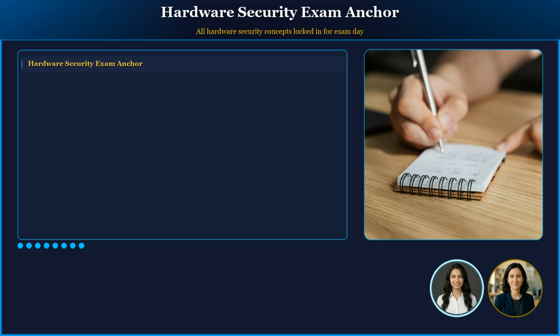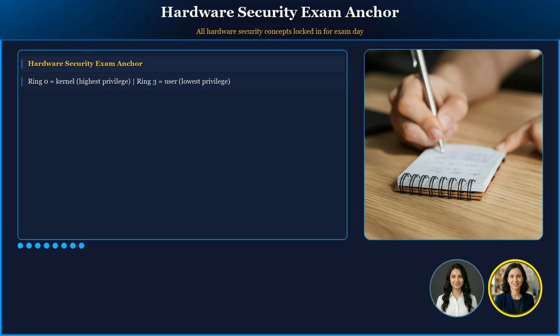Here is your hardware security anchor. Forget everything else. Remember this one: Ring 0 is the kernel, Ring 3 is user space. Hardware enforces the privilege boundary. Privilege escalation attacks are attempts to cross that boundary without authorization.